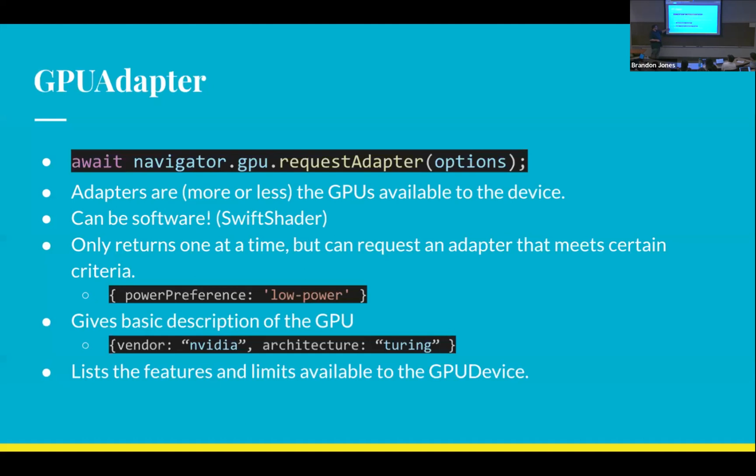The adapter also gives some information about the type of GPU that you've got, such as the vendor and the general architecture. This is so that if you happen to notice that your application has bugs on certain devices, you can do preemptive workarounds. And then it'll list the features and limits available to you, which we'll talk about more in just a moment.